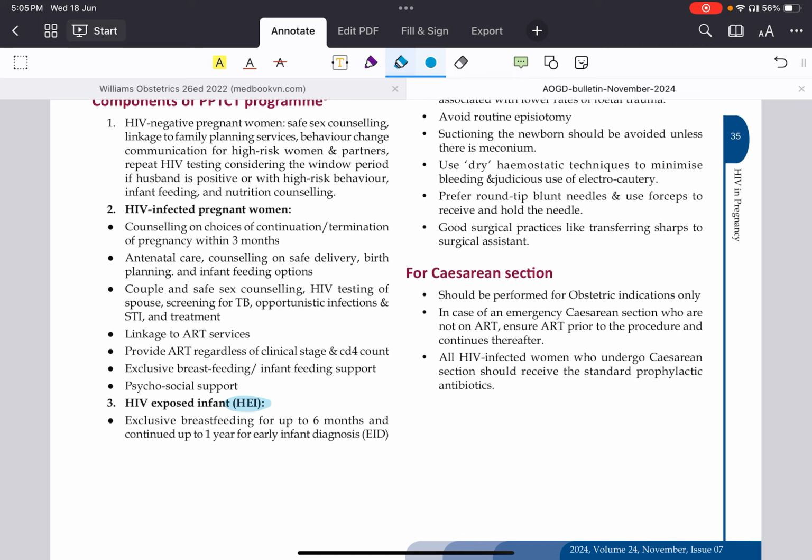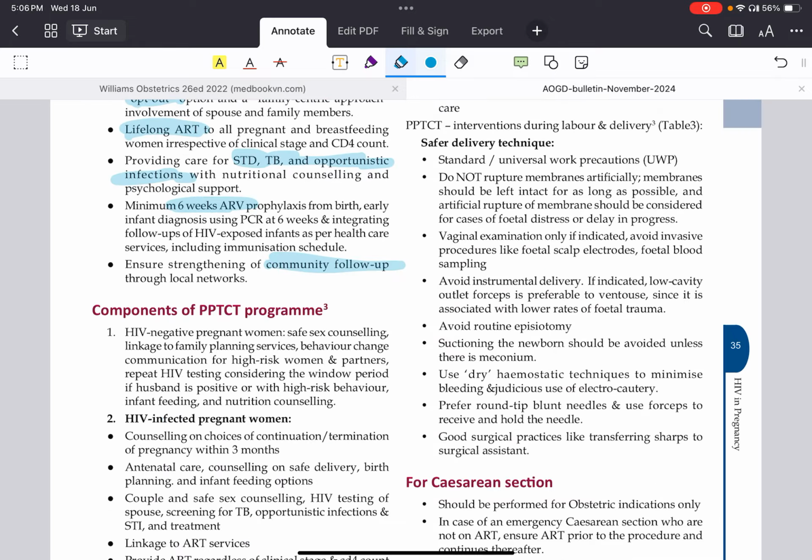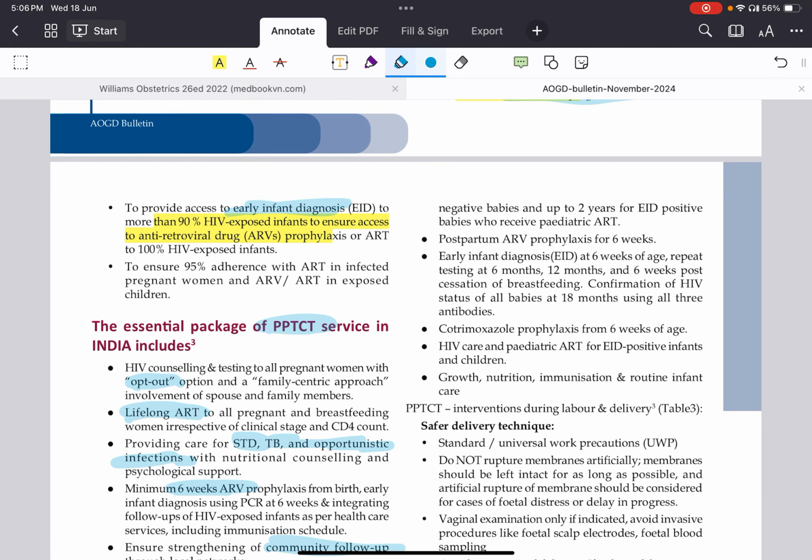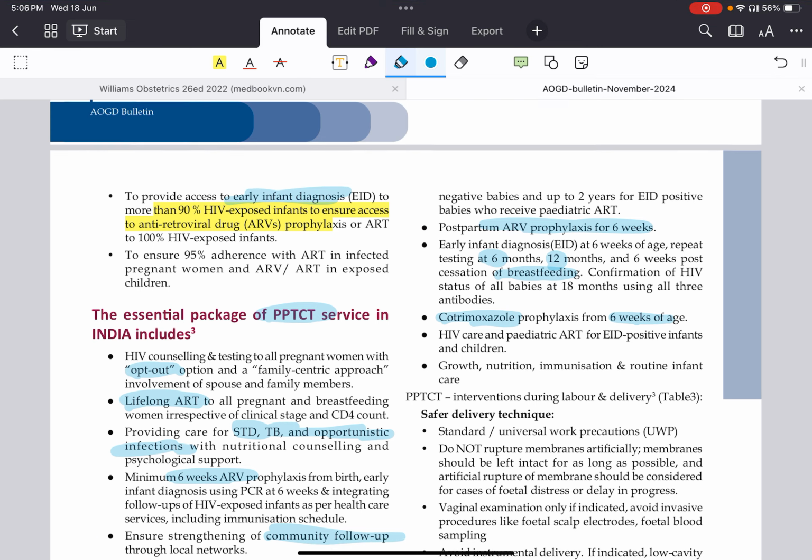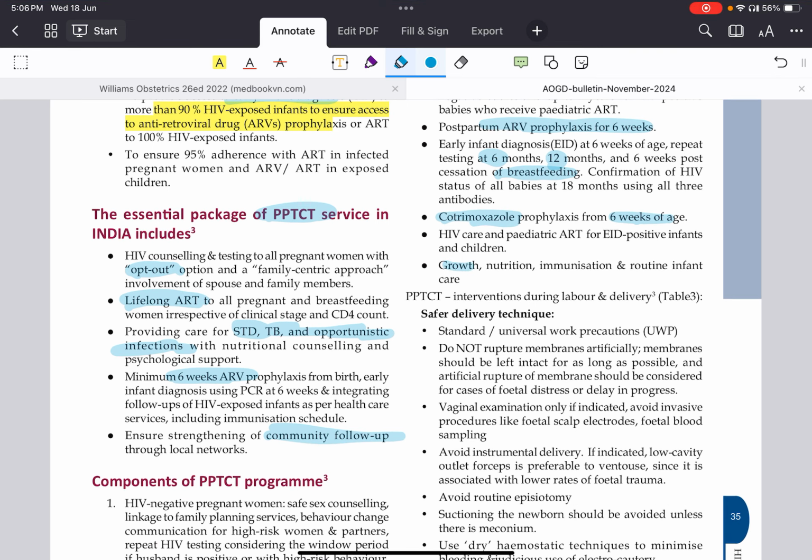What is HEI? HIV exposed infants. The people who are exclusively breastfed should have this early infant diagnosis. After delivery, 6 weeks of ARV prophylaxis is given. I told you 6 months, 12 months, and 6 weeks after breastfeeding, they should be tested. Even these infants at 6 weeks of age should get prophylaxis. These infants should have growth, nutrition, and immunization care.